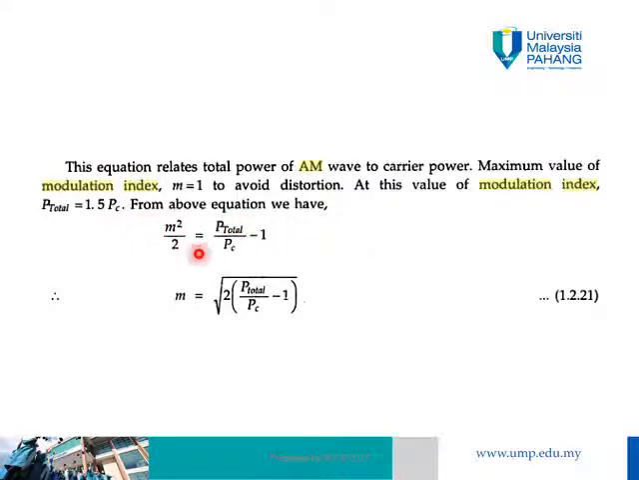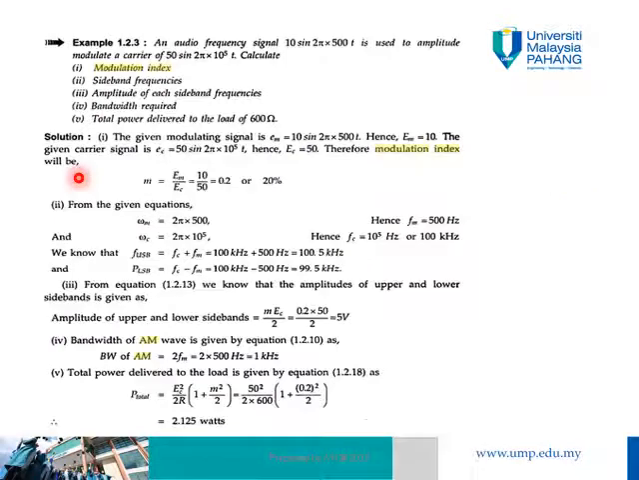From the above equation, we have m squared over 2 equal to P total over PC minus 1. So solving this equation for m, we have m is the square root of 2 bracket P total over PC minus 1. For example, an audio frequency signal 10 sine 2 pi 500t is used to amplitude modulate a carrier. Calculate modulation index, sideband frequency, amplitude of each sideband, bandwidth required, and total power delivered to the load. Solving all this, we get the values.